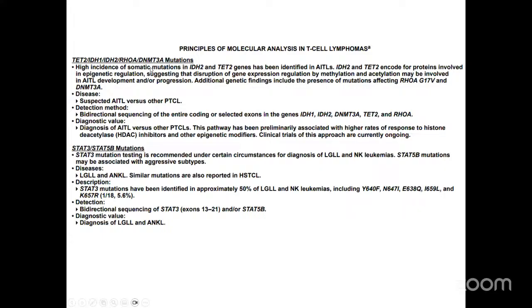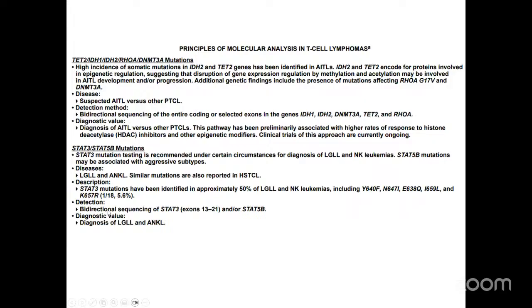There are other molecular signatures that have been described, for example, in lymphomas of the follicular helper type, like AITLs. There is a genetic signature that is typically identified with these lymphomas that includes mutations in genes such as TET2, IDH1, IDH2, RHOA, and DNMT3A mutations. And these help in cases that are suspected AITL versus other PTCLs.